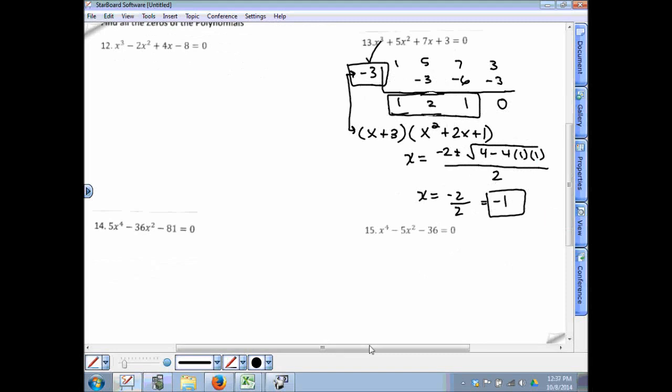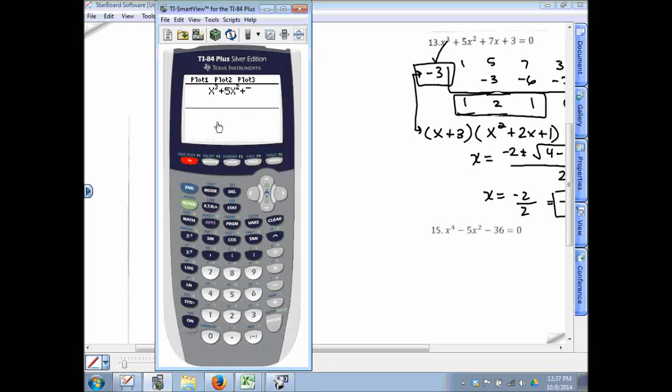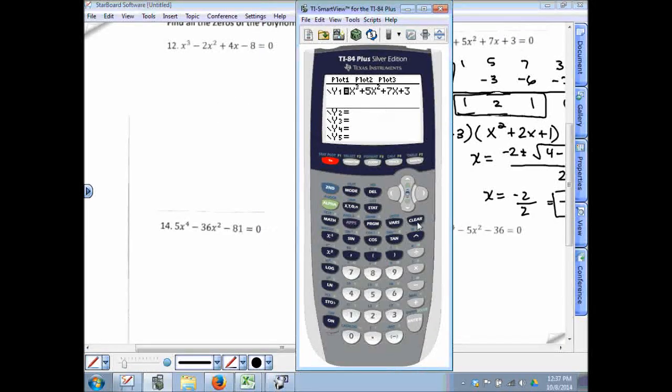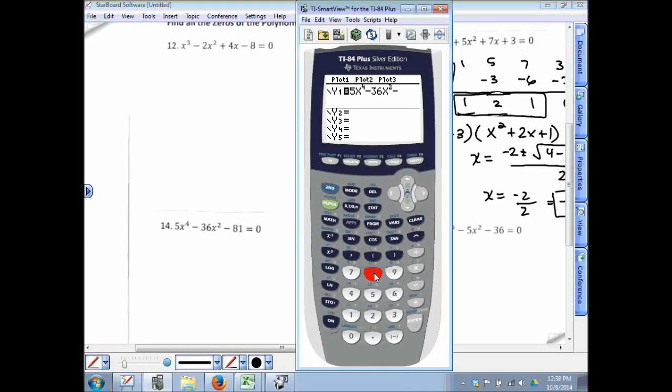Let's do one more here real quick. Let's do 14. I know it looks different because it's got that 5 in front. It's no different. What's the first thing we did on all the other ones? Graphed it. Let's go to the graphing calculator. Ooh, how many zeros are we looking for, by the way, at number 54? We're looking for 4 this time. So, hopefully we get them all. 5x to the 4 minus 36 x squared minus 81.